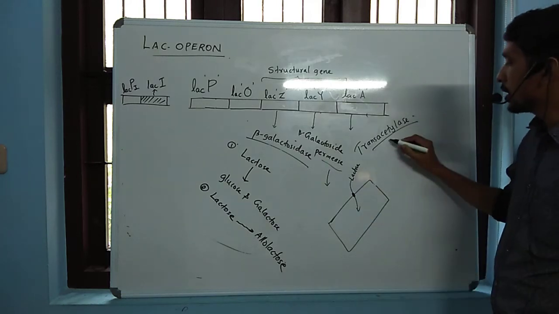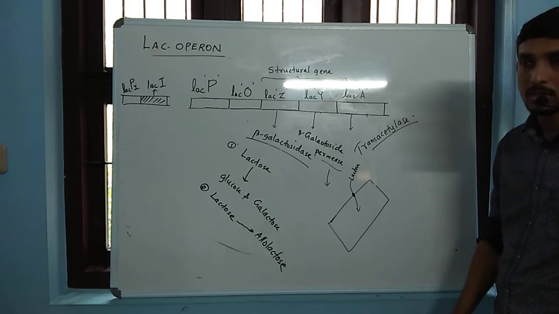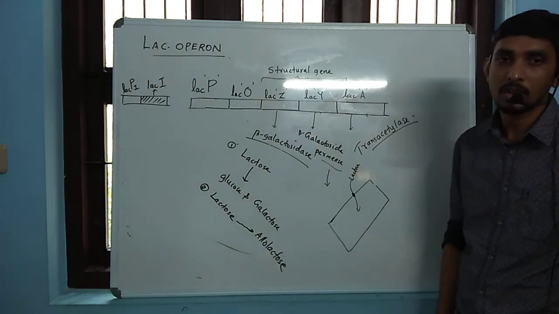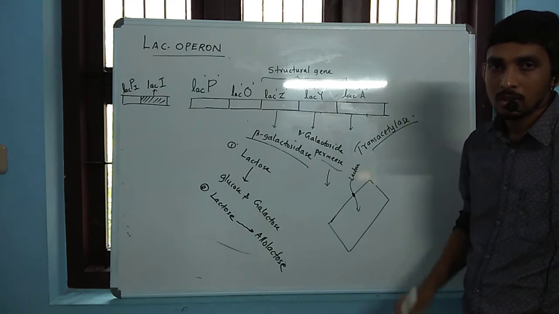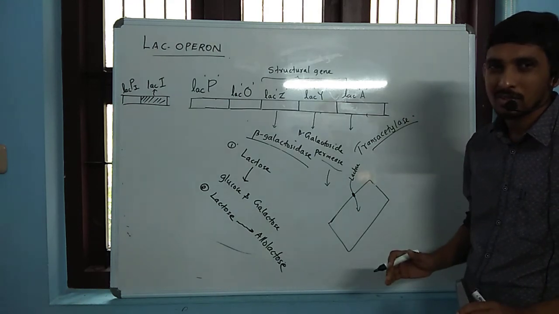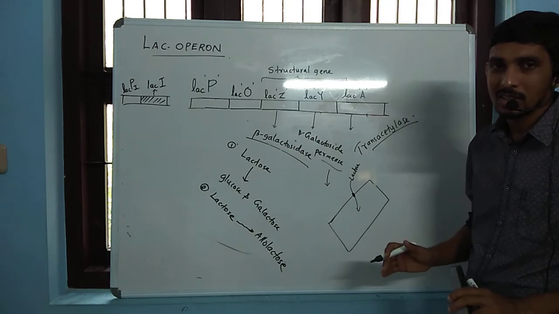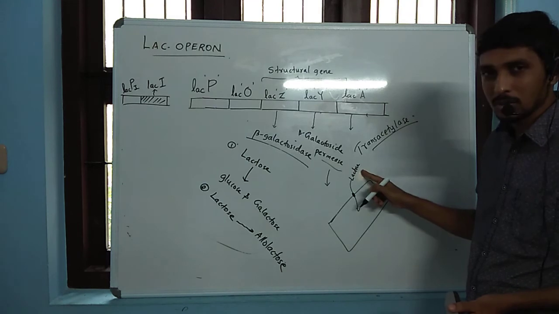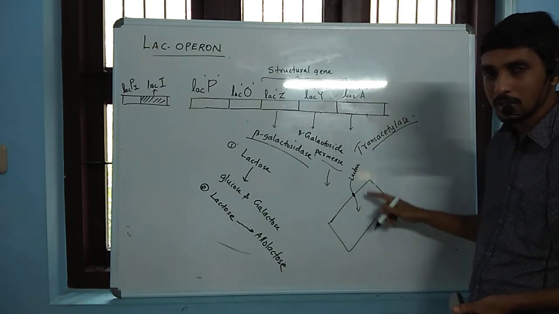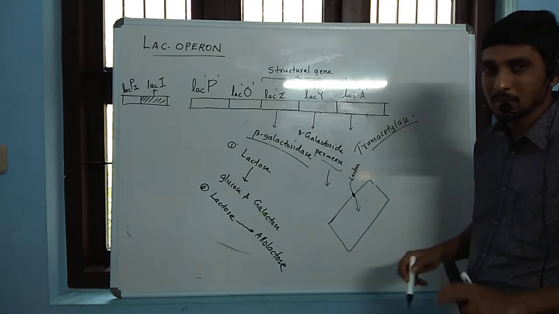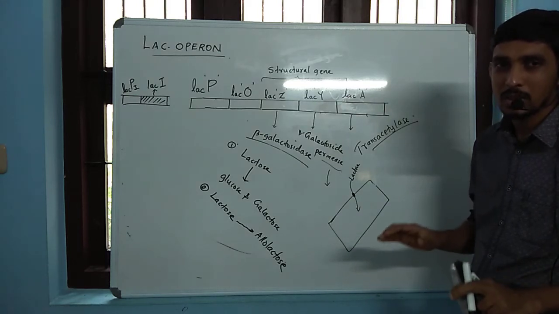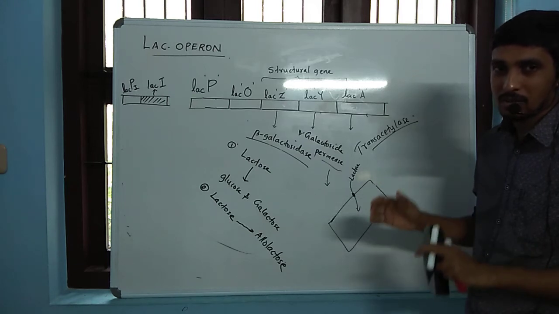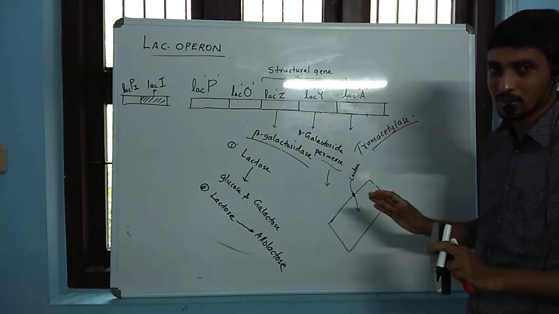Then coming to the third enzyme called transacetylase, its function is not clearly discovered. It seems to have some role in transporting lactose from the external medium into the internal medium, like permease, but there is no specific proof for that. That is why I am saying its function is not yet discovered.